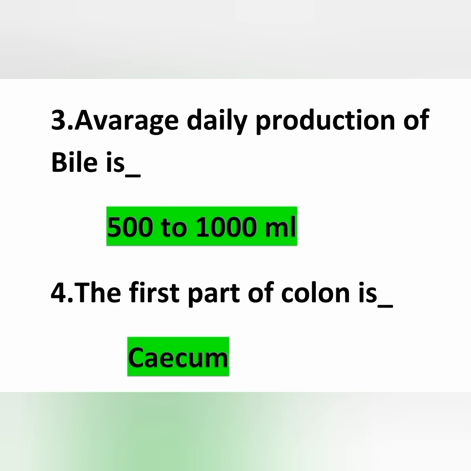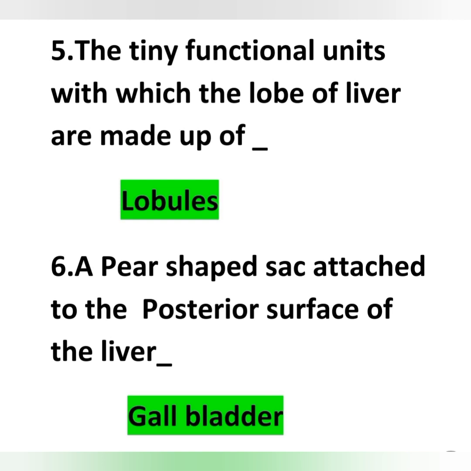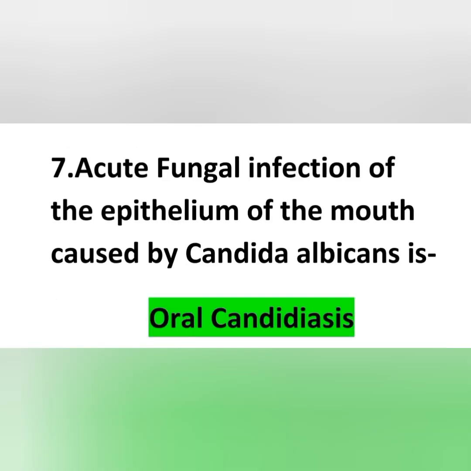And the next point, the tiny functional units of which the lobes of the liver are made up are lobules. This is the tiny functional unit of the liver. And the next point, the pear-shaped sac attached to the posterior surface of the liver is called gallbladder. That is, the gallbladder is a pear-shaped sac attached to the posterior surface of the liver.